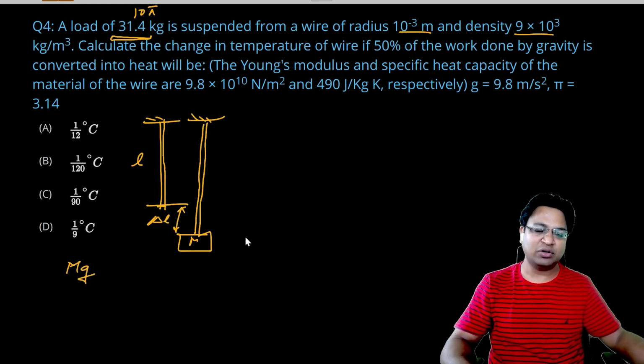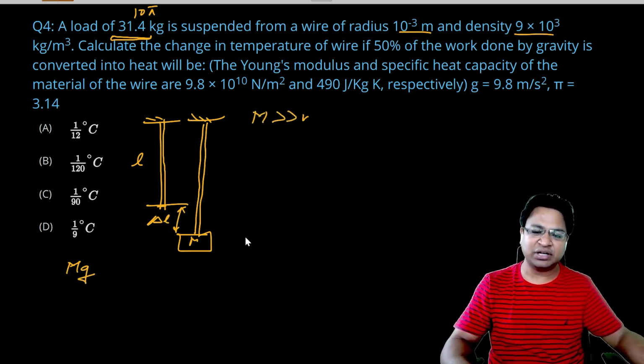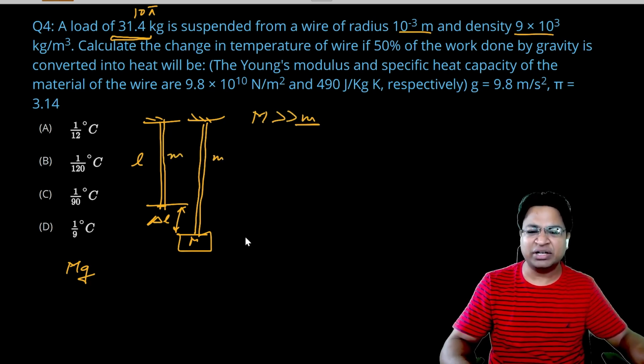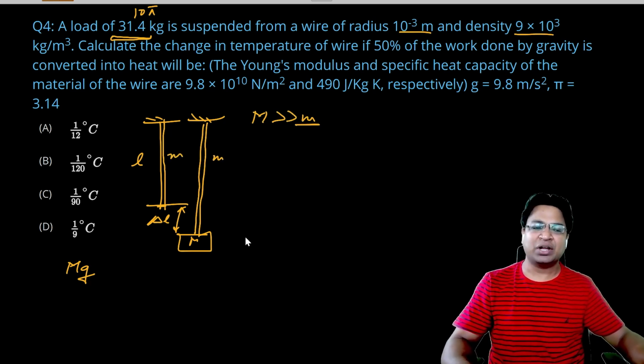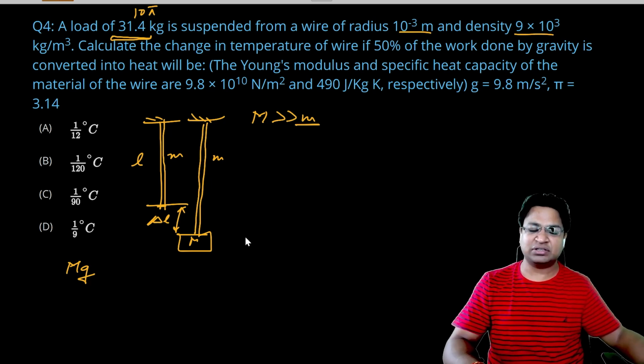So mg becomes the load. Here we are calling mg the load because we are assuming that M is much greater than small m, where small m is the mass of the wire. Why am I doing that? I think the radius is pretty small. It's 1 millimeter square. So if I try to calculate the length, or the length is not given, I can't even know the mass of the wire. So I'm assuming that this is the scenario.